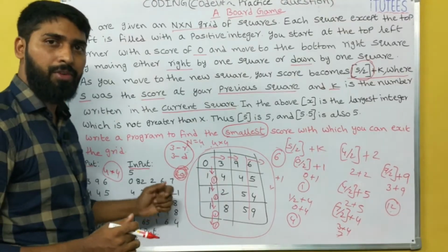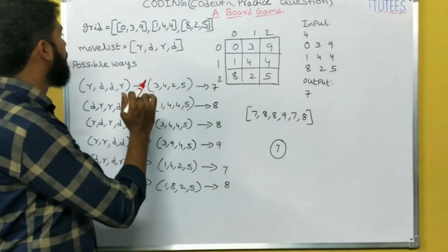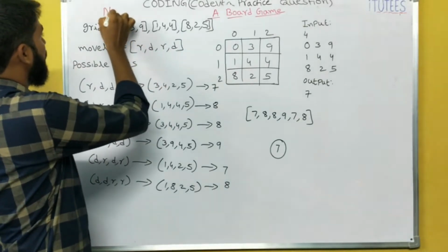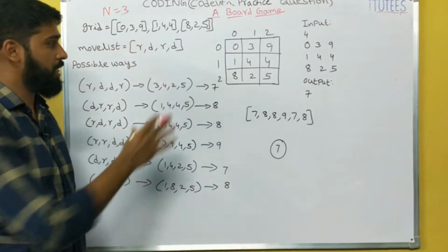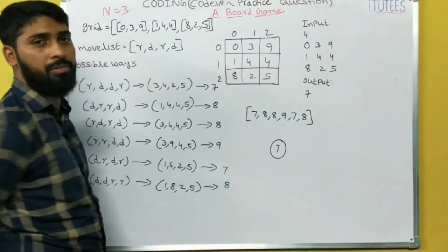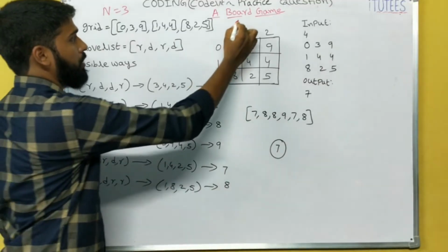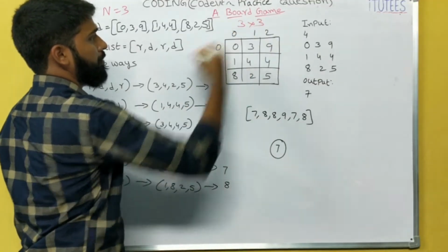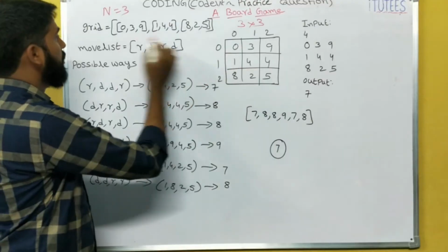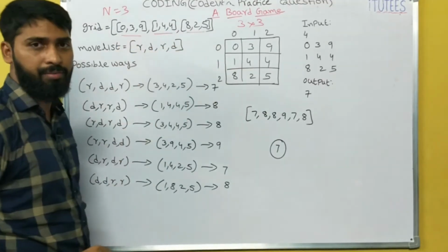So now we can see how we can solve this problem. Because of the time constraint, I explain this by taking n equals 3. Same example, I reduce one column and one row. So here n equals 3, and the grid is 3 by 3. What are the values? 0, 3, 9, 1, 4, 4, 8, 2, 5.